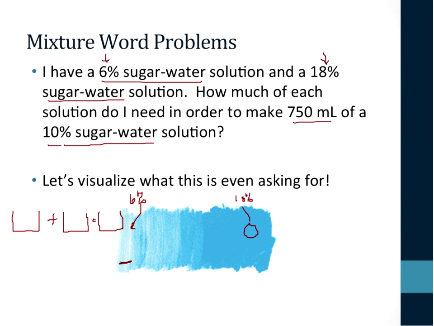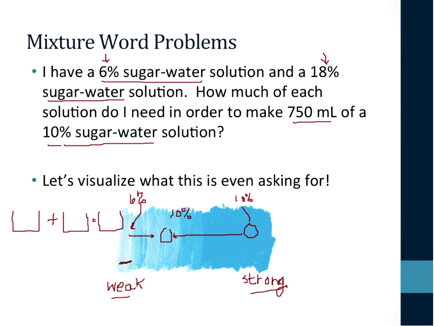Again, I'm just making it up that this is actually blue Kool-Aid. So 6%, sometimes I like to call this my weak solution. And then 18%, sometimes I like to call this my strong solution. So I'm taking a weak solution and a strong solution, and when I mix these together, as you can see on this paint strip, I'm going to get something in between that lightness. I'm going to get something like this 10% here.